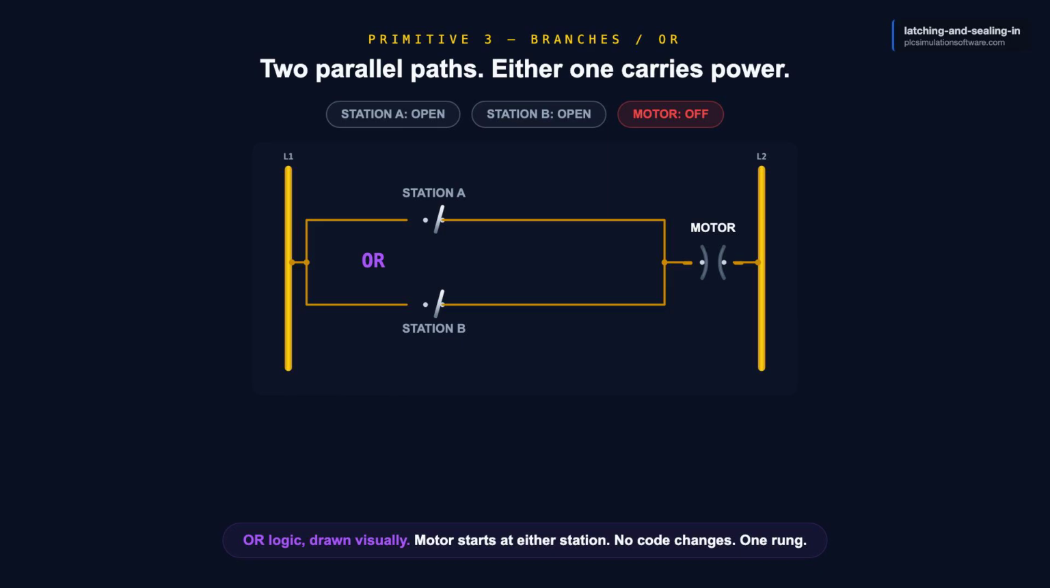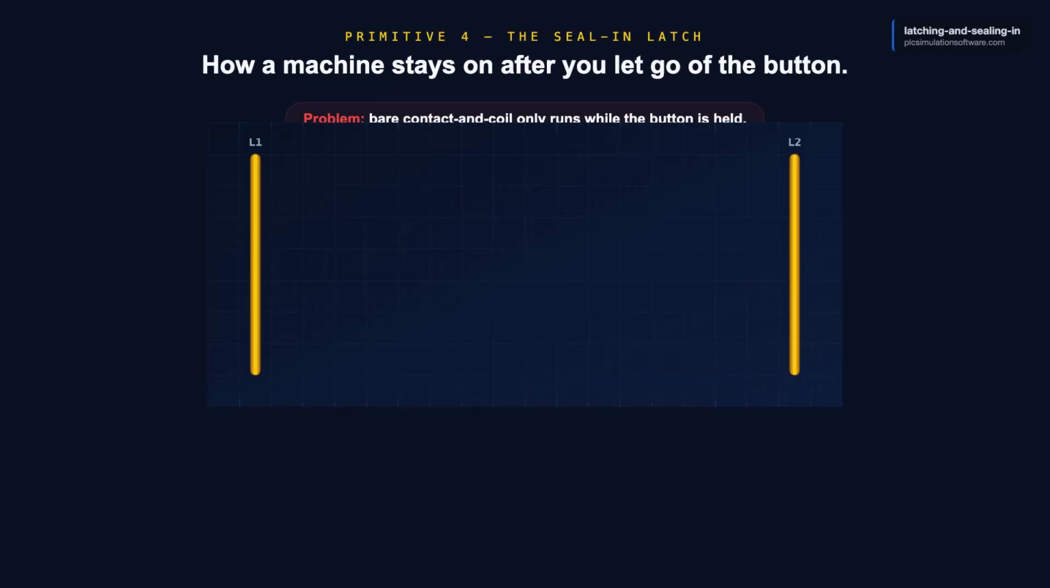Branches are how every multi-button machine is wired. A motor that should start when either of 2 operator stations presses start is a single rung with 2 parallel contacts and 1 coil. Branches stack. A rung with 3 parallel paths is OR across 3 conditions. Branches can also nest inside larger branches when the machine has more rules.